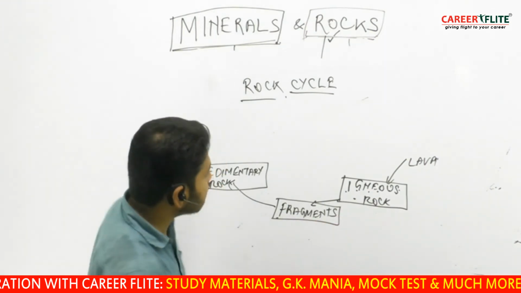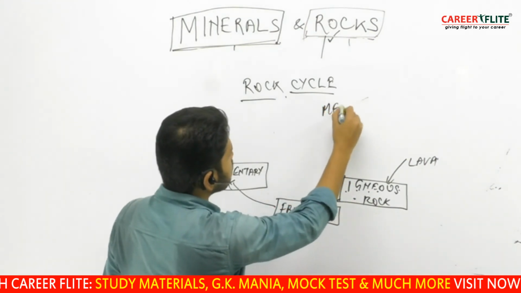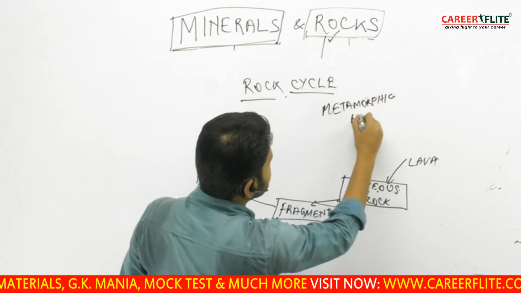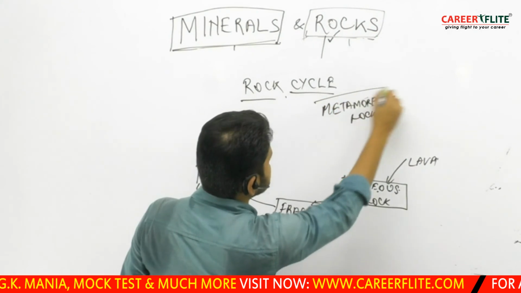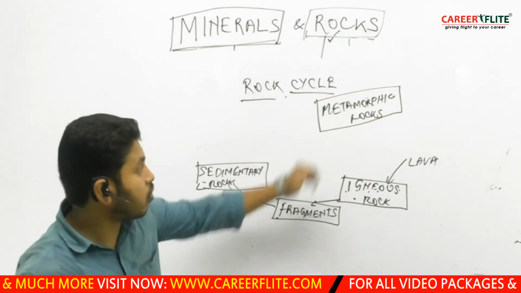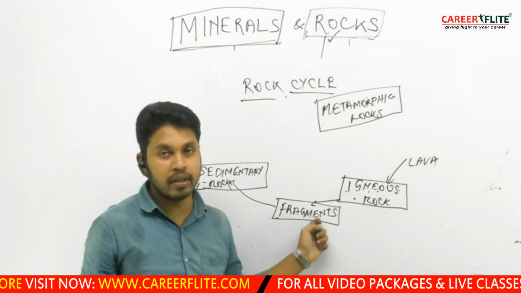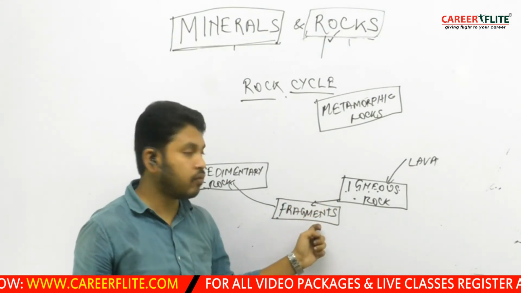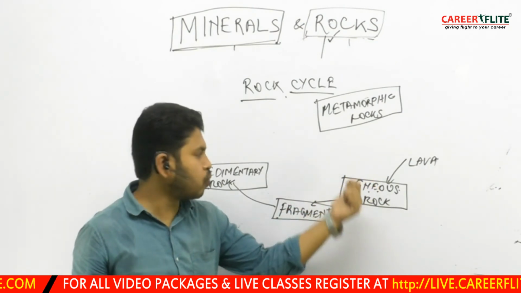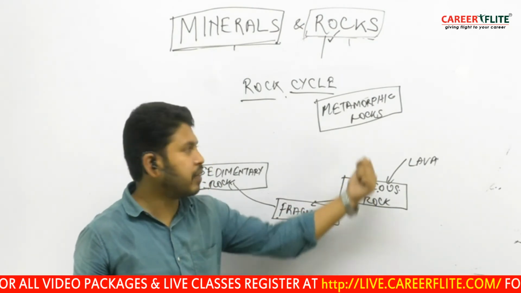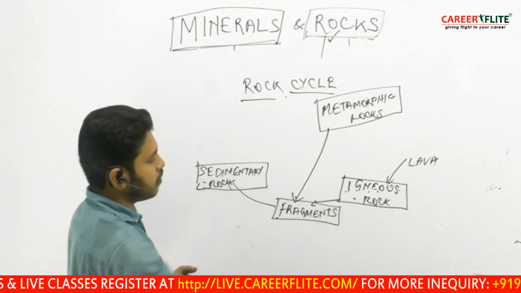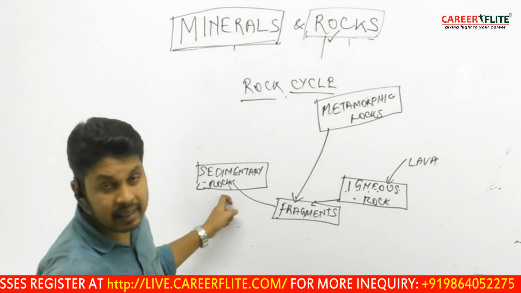Okay. Then again, suppose there is a metamorphic rock on the surface. These metamorphic rocks can form fragments. How? Again, the geomorphic agents, the agents that worked on this igneous rock, the same agents can break down the metamorphic rocks also. So they will form fragments, and these fragments can again form sedimentary rock.